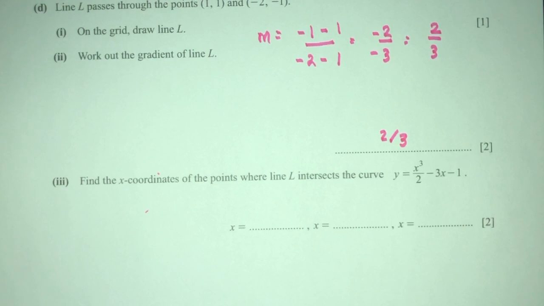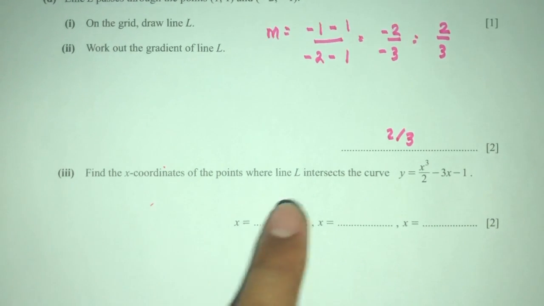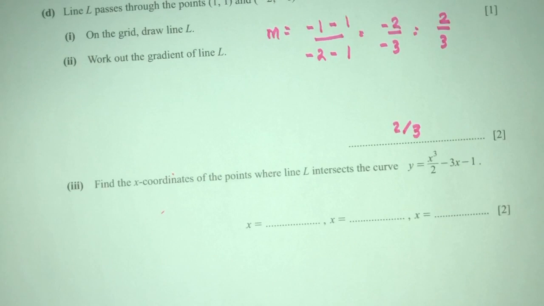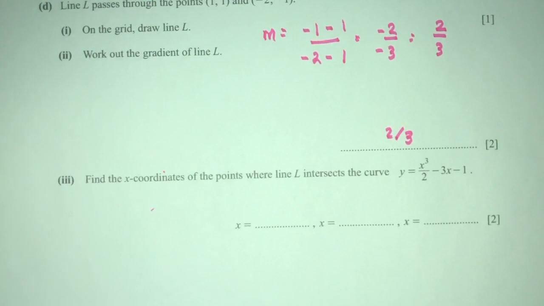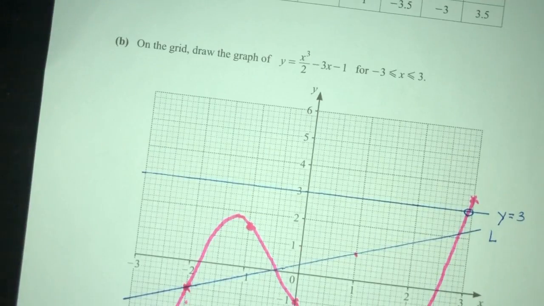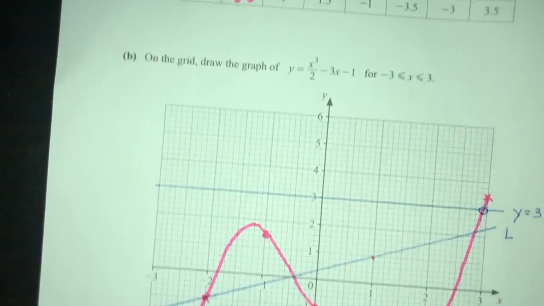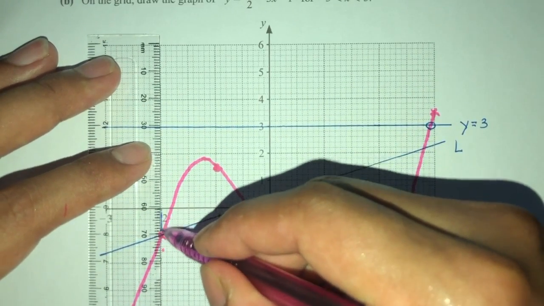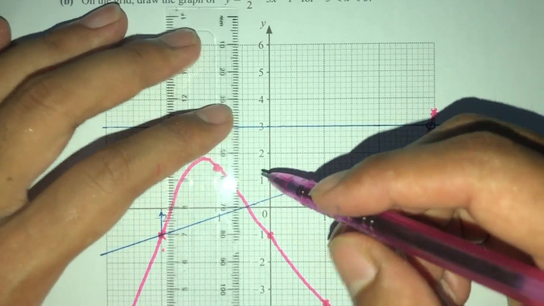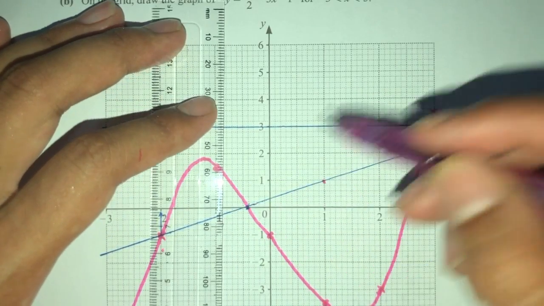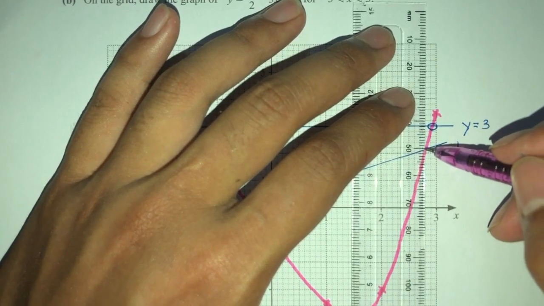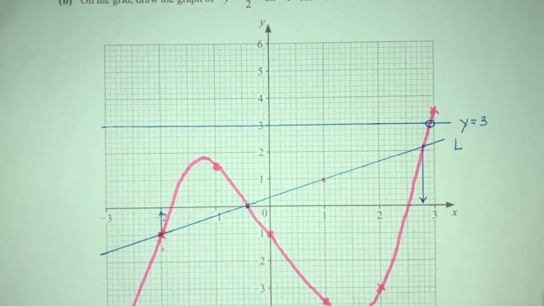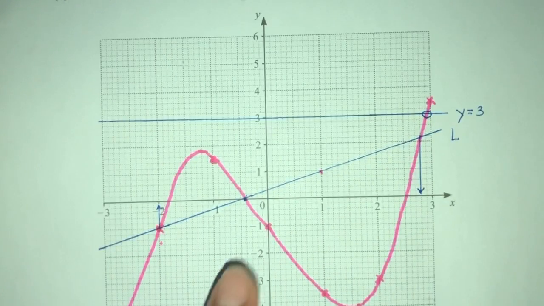Now for part 3, we have to find the x values of the points where L intersects the curve, the curve that we just drew. So we just have to find the points of intersection. Again, your values may be a bit different, but you just have to show exactly where your curve cuts. You will be here, somewhere over here, and then finally this one. It depends on where your line cuts the curve. You have to show these x values.